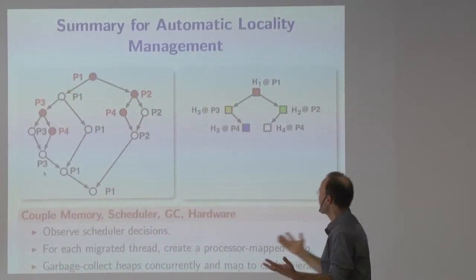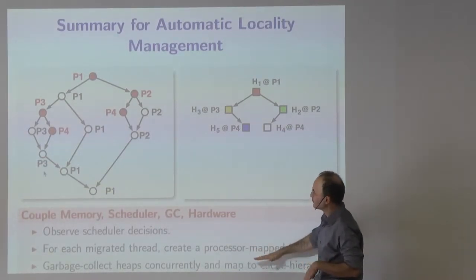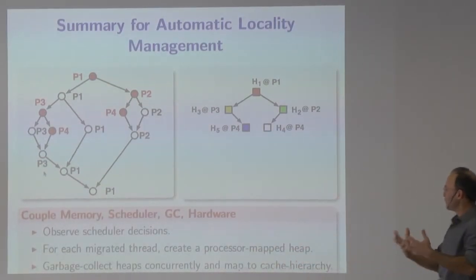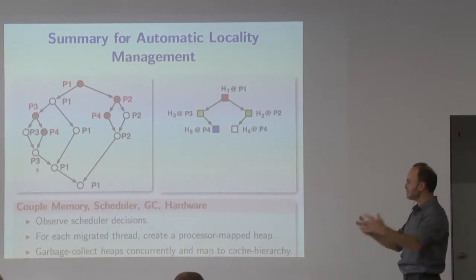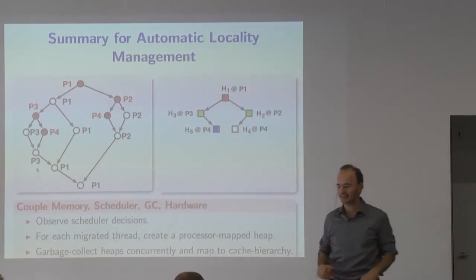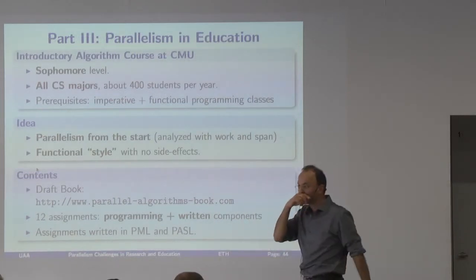So, summary: what we do is basically, we observe scheduler decisions, and for each migrated thread, we create a processor-mapped heap, and garbage collect heaps concurrently, and map the heaps, the heap hierarchy, to the hardware hierarchy to maximize locality. Okay.